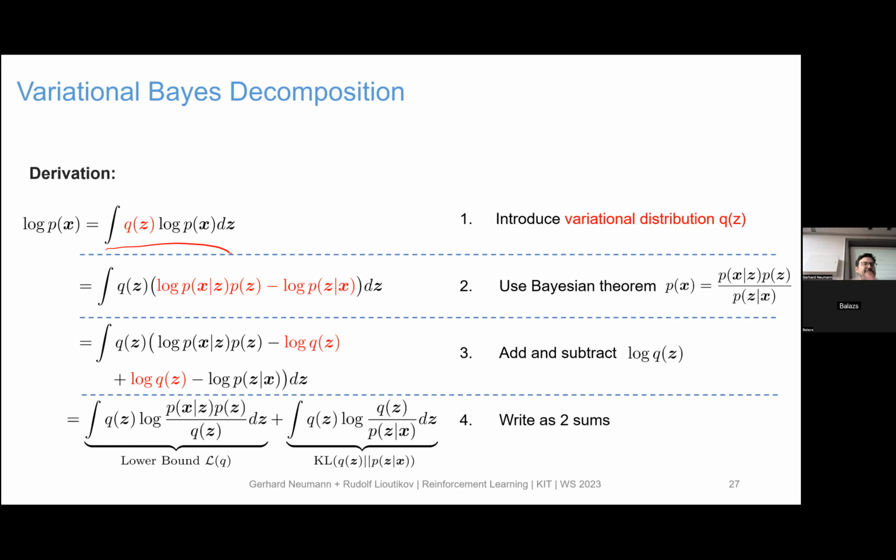Because the integral of q of z is just 1, isn't it? Then what I can say is for the P of x, I can use Bayes' theorem, which is written here.